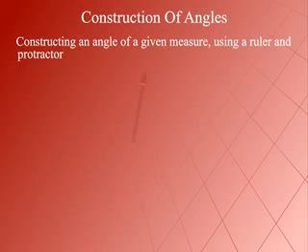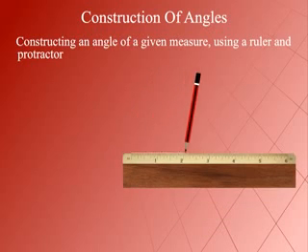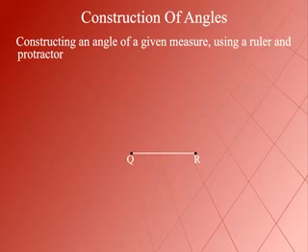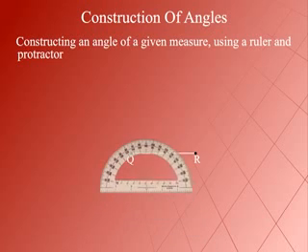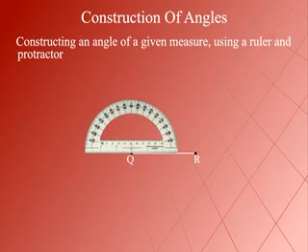Construction of angles. We draw a ray QR with Q as its end point. Then we place the protractor in such a way that the center of the protractor falls exactly at Q and the line of the protractor coincides with the ray QR. We select the inner scale whose 0 degree mark is along QR.